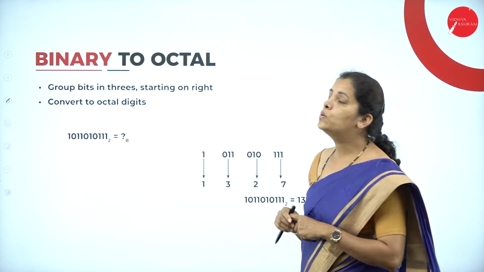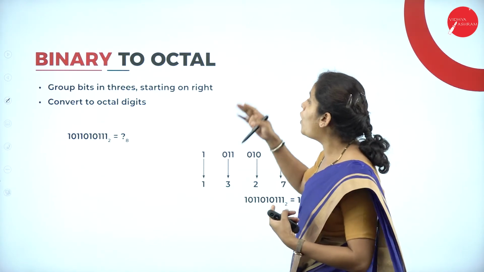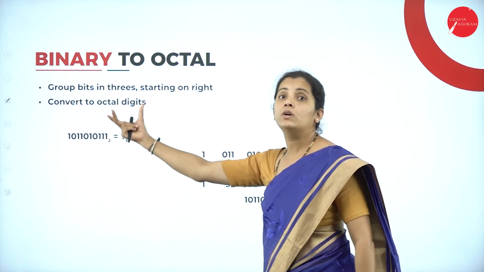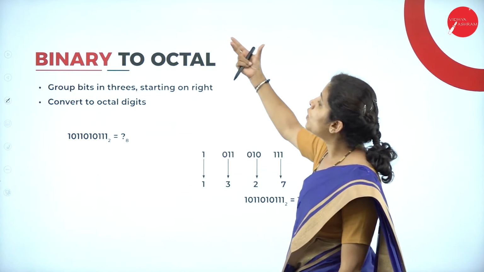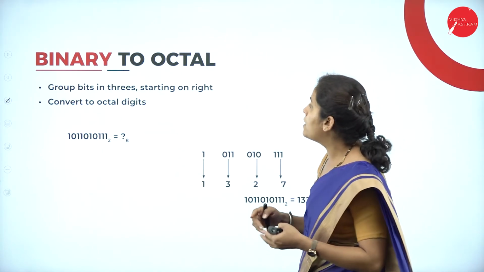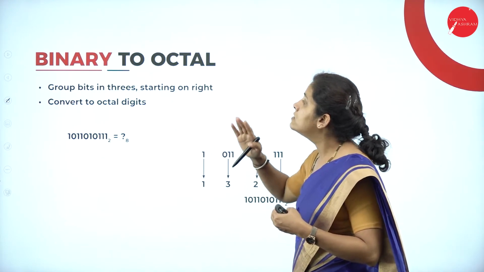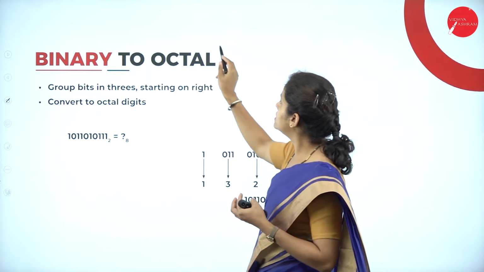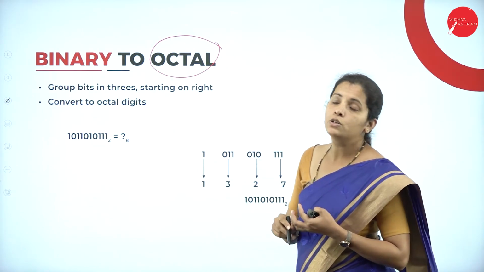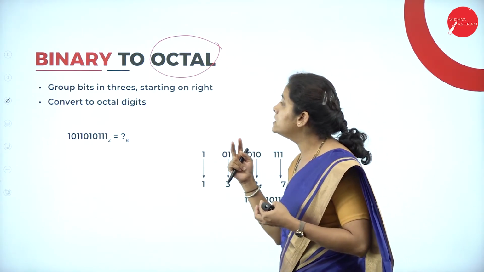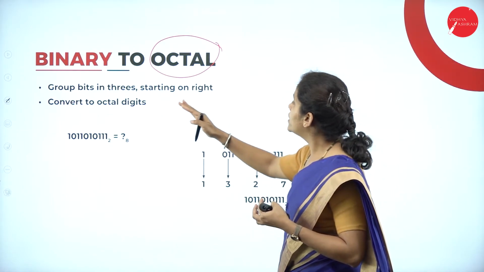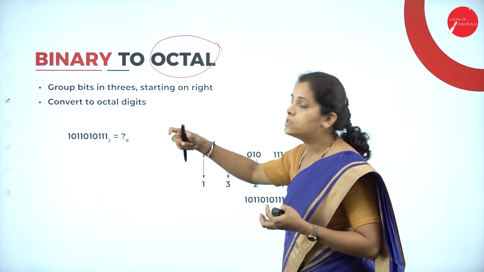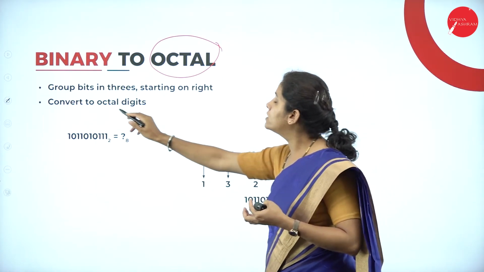Moving further, we are going to get binary to octal. Think that we have binary numbers. Now I want to convert this binary number to octal. So what I will do? I'm going to represent 3 bits together. Why it is 3 bits? Because it is octal number. So I'm going to represent 3 bits together starting on right, and I'm going to convert those bits into octal digits.